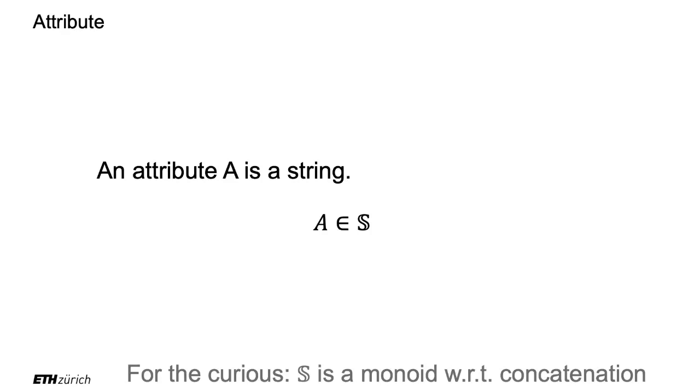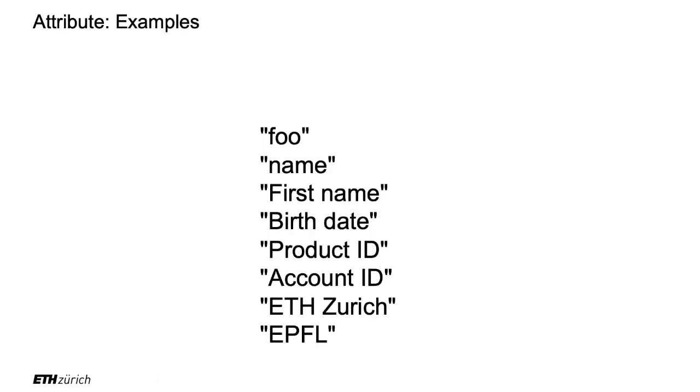Okay, parenthesis with the fun fact closed. These are a few examples of attributes. I had to put one in there: name, first name, birthday, product ID, account ID, and so on. Technically, I could also have an attribute called ETH Zurich. You might say it doesn't make sense, right? But mathematically, I can have any string I want in there.